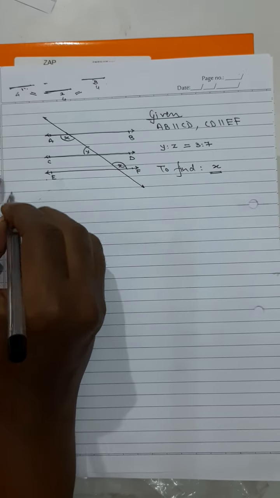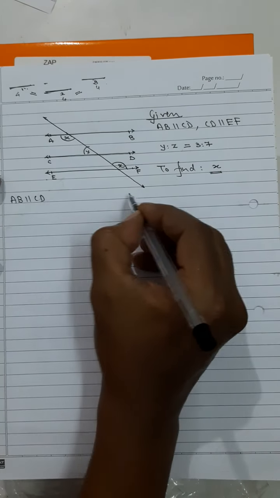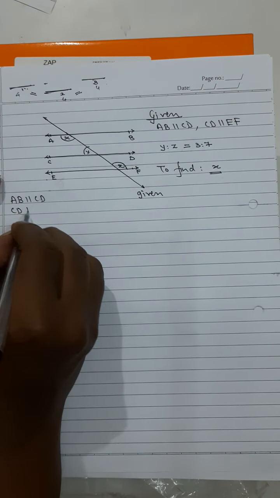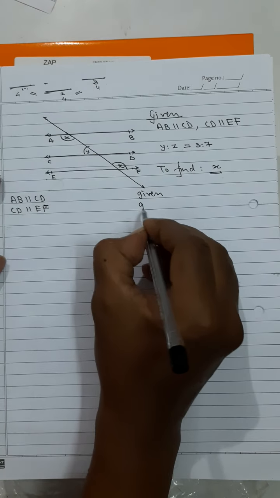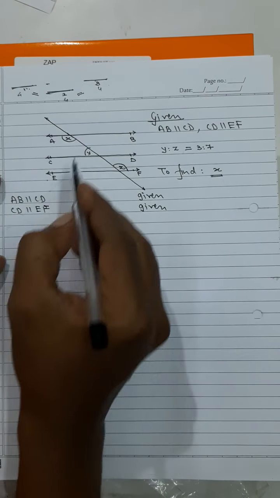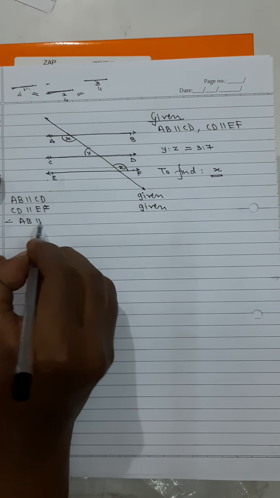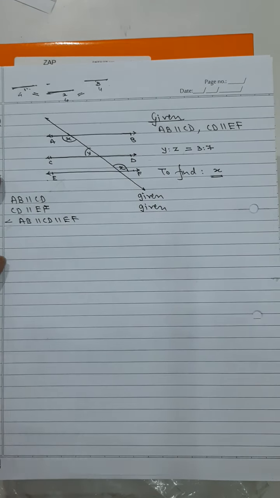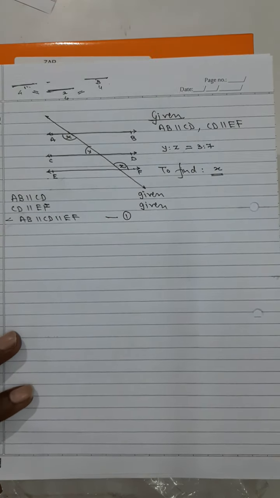It is given that AB is parallel to CD. This is given. Also CD is parallel to EF. This is also given. Now these are parallel, therefore you should write that AB is parallel to CD is parallel to EF. That is all. This you should keep ready. Why? Because you will require it every now and then.